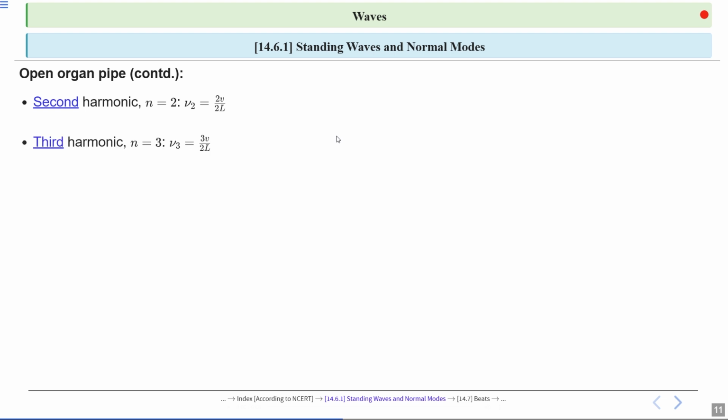Third harmonic occurs by substituting n equal to 3. So nu3 is equal to 3v divided by 2l in the string or pipe. Its frequency is 3 times the fundamental frequency, calculated as nu3 equal to 3v divided by 2l, where v is the wave speed and l is length. This shows how harmonics relate to the physical properties of the medium.